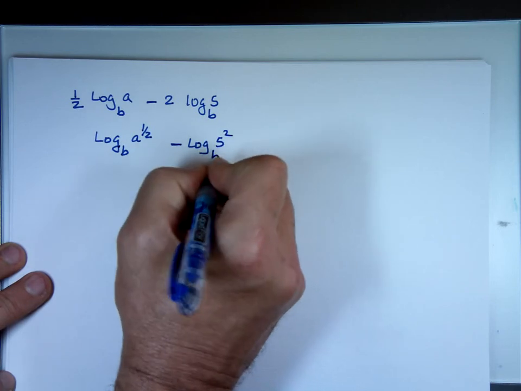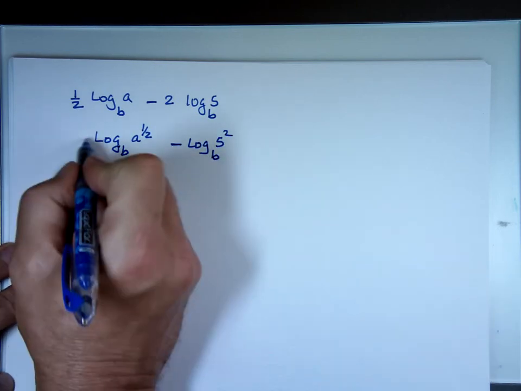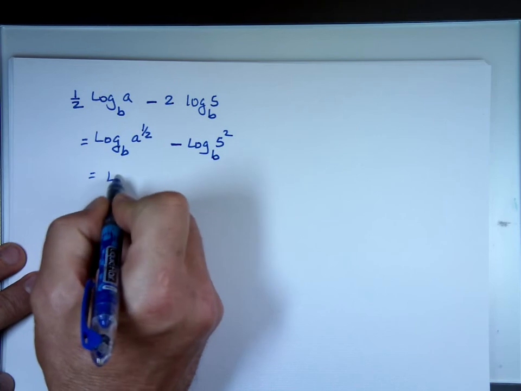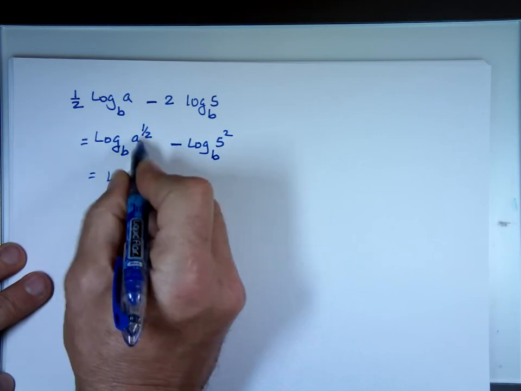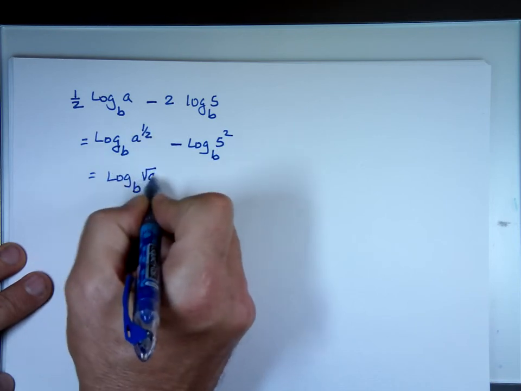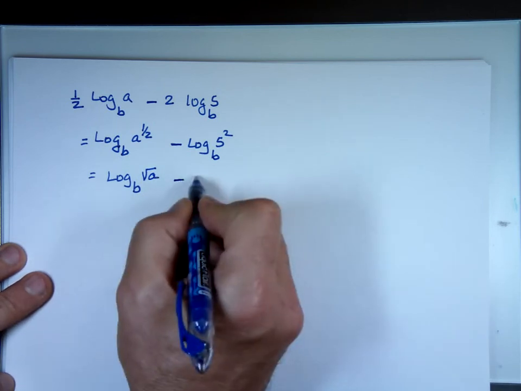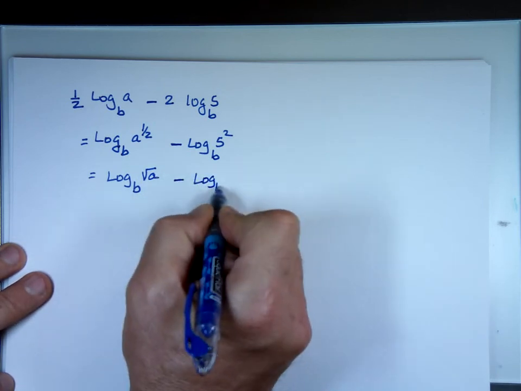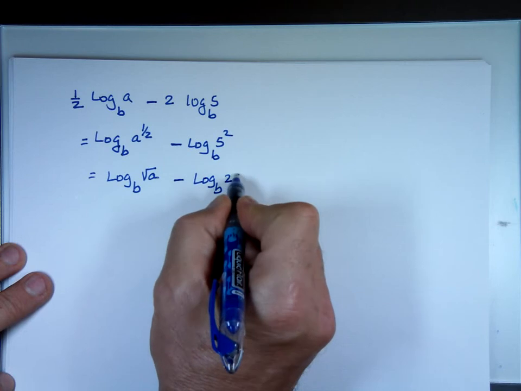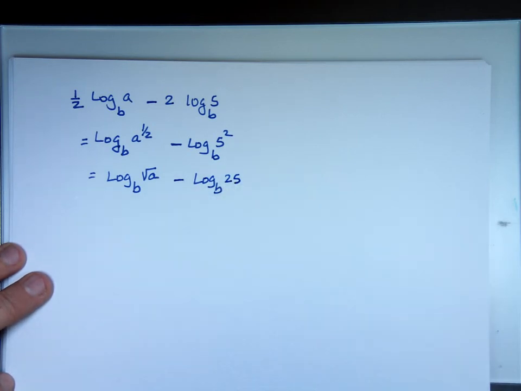And if you simplify these exponents, a to the 1/2 means what? A minus, what's 5 squared? 25. By the way, they'll never leave it 5 squared. They're always going to simplify that number, even if it's huge. I see the software do that.